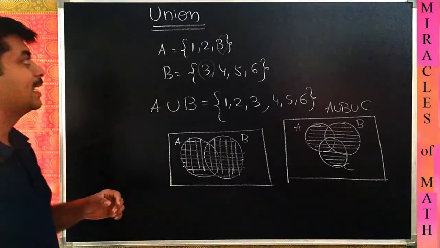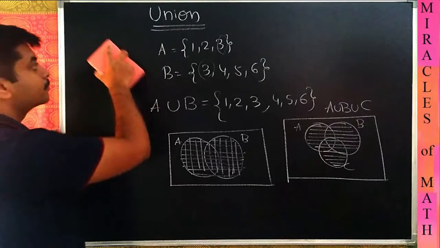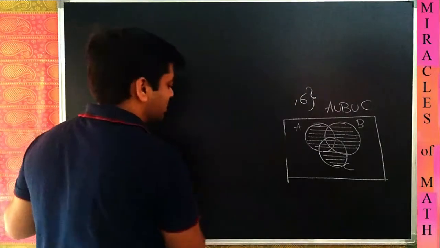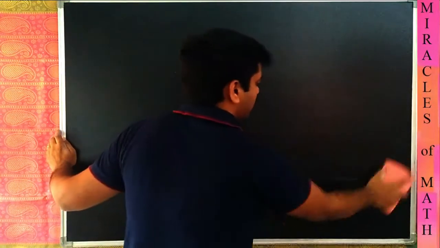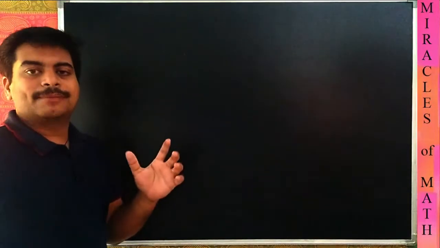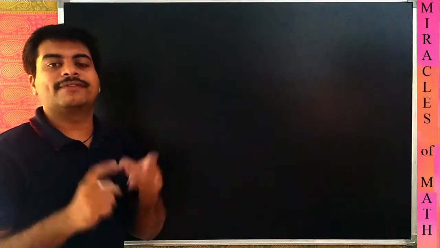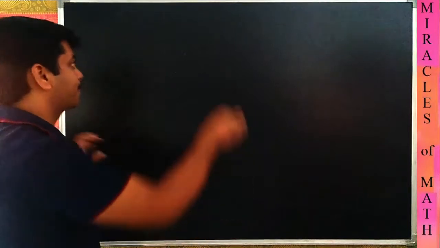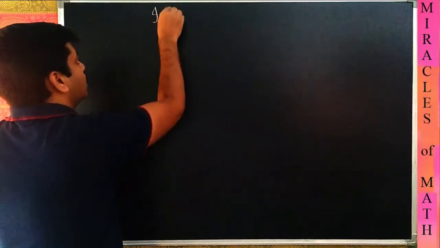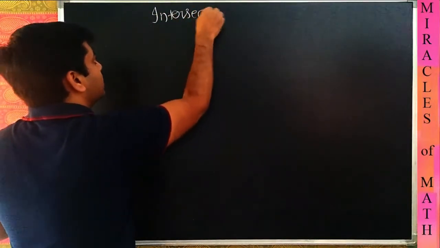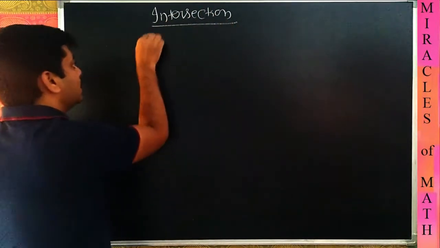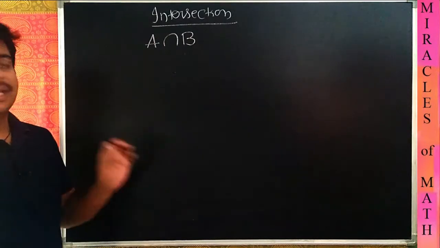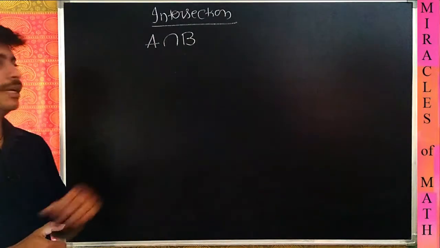This is the first operation, that is union of sets. Let us see what is intersection of sets. The name itself says what an intersection is. Intersection means the common part. When 2 lines intersect, that means they have a common point. In the same way, having common elements is considered to be intersection of sets. If there are 2 sets A and B, we write A intersection B.